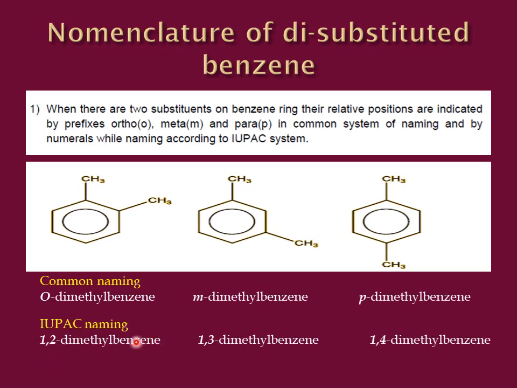1,2-dimethylbenzene for this compound, 1,3-dimethylbenzene for the second one. This is carbon number 1, 2 and 3. And the third one is, this is carbon number 1, 2, 3 and 4. So the name is going to be 1,4-dimethylbenzene.